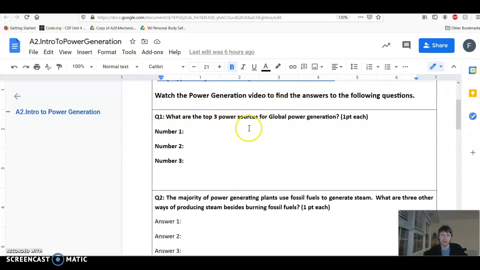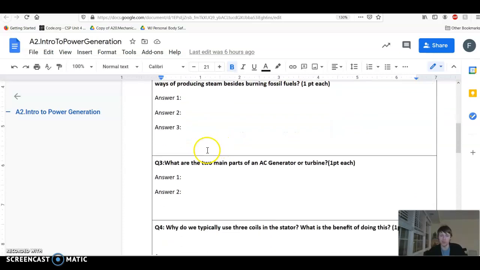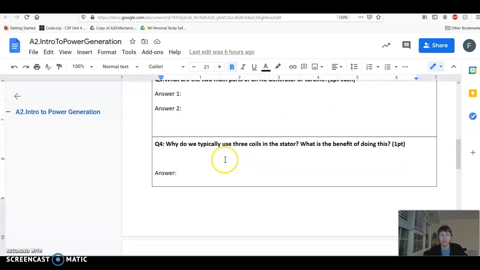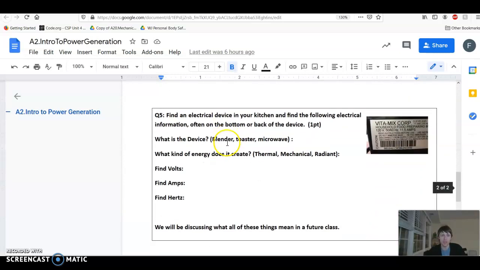What are the top 3 power sources for global power generation? We already kind of answered that. What 3 ways produce steam that aren't fossil fuels? We mentioned at least 1. What are 2 parts of an AC generator, or turbine? There's 2. And why do we typically use 3 coils in the stator instead of a different number? And what's the benefit? Now, this last question doesn't have to do with the video.